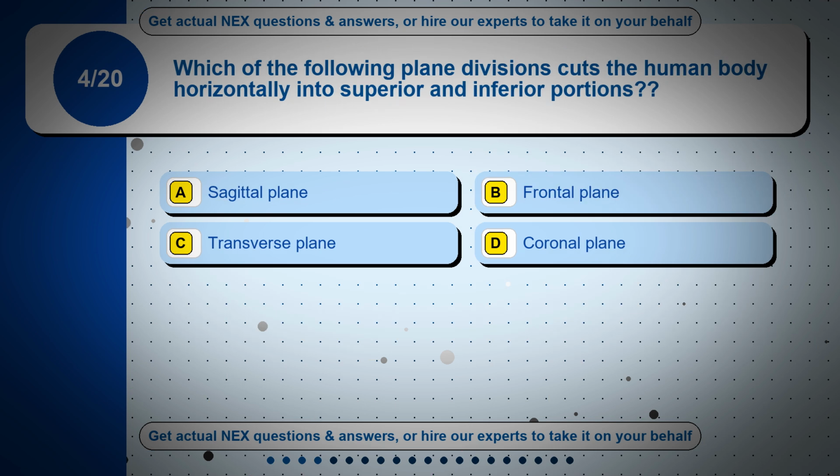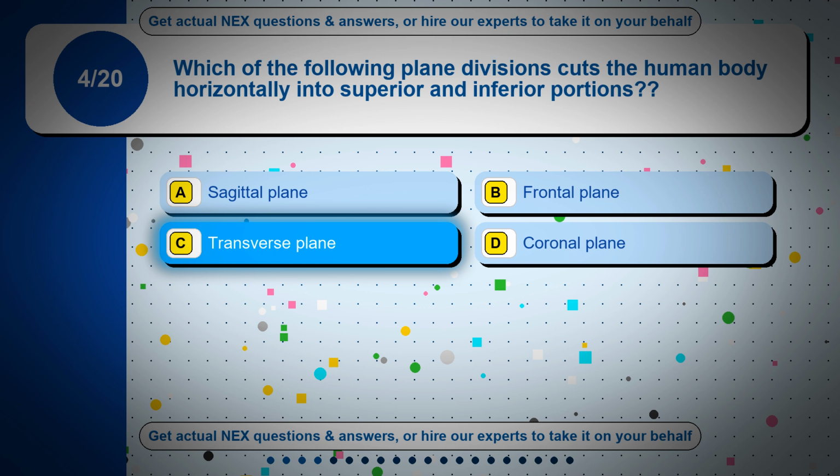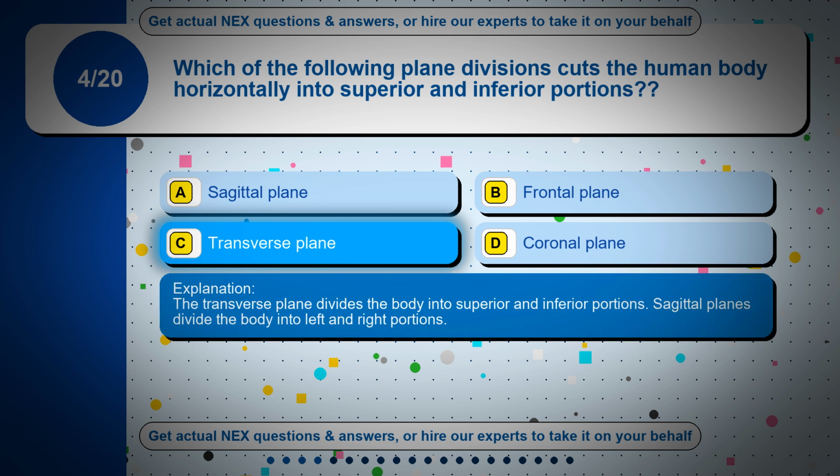Question 4. Which of the following plane divisions cuts the human body horizontally into superior and inferior portions? Option A, sagittal plane. Option B, frontal plane. Option C, transverse plane. Option D, coronal plane. The correct answer is option C. Transverse plane. The transverse plane divides the body into superior and inferior portions. Sagittal planes divide the body into left and right portions.